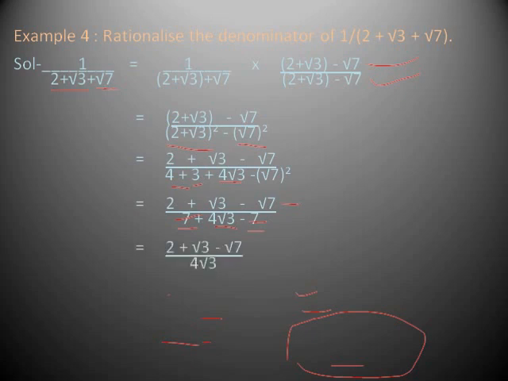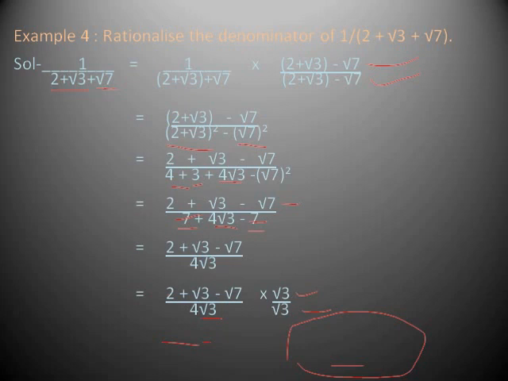So in the next step, we get 2 plus root 3 minus root 7 divided by 2 plus root 3 whole square. We will use the formula of a plus b whole square. So a square means 4, 2 square is 4, root 3 square is 3, and 2ab means 4 root 3, and minus root 7 square is written as it is here.